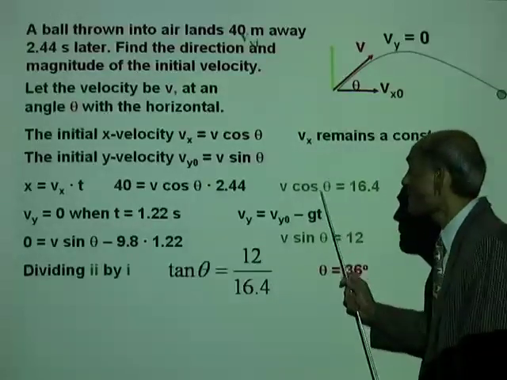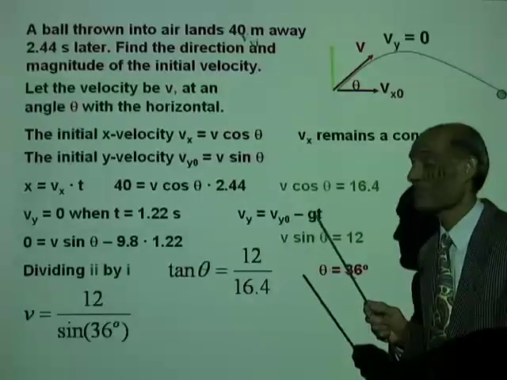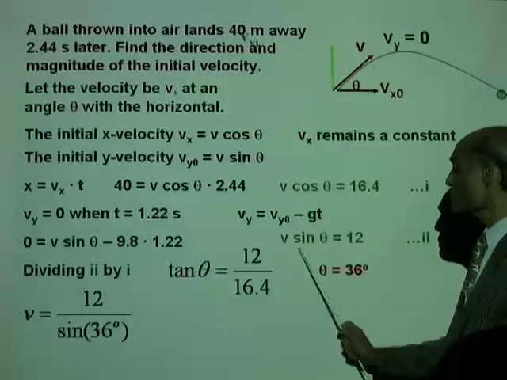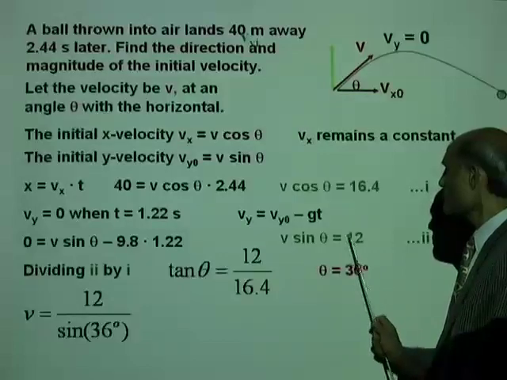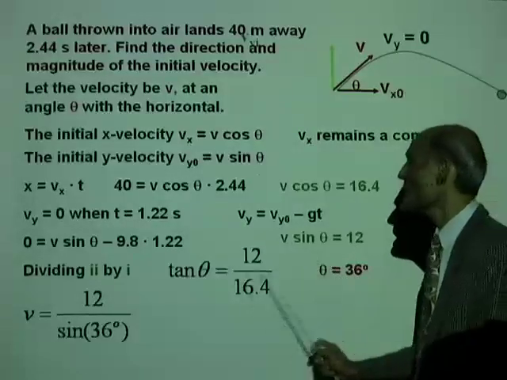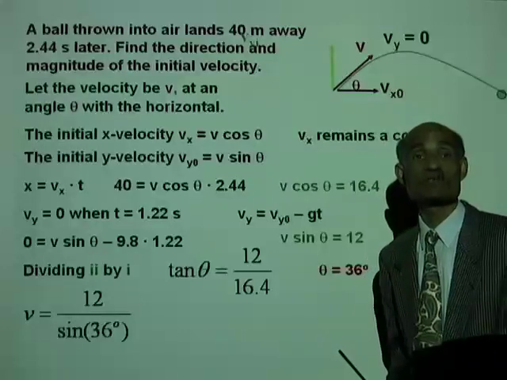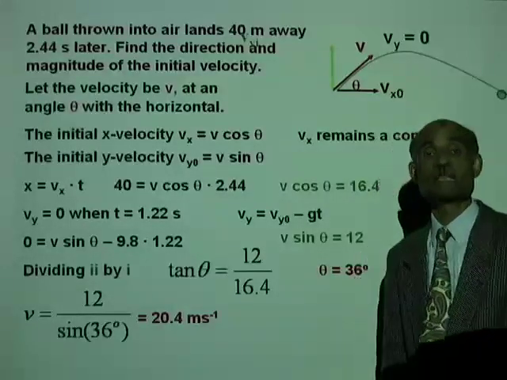And now that you have the angle theta, you can find the value of V. V can be obtained from any of these equations. I used this one. I said V equal to 12 divided by sine theta, 12 divided by sine of 36 degrees, that is 20.4 meters per second.